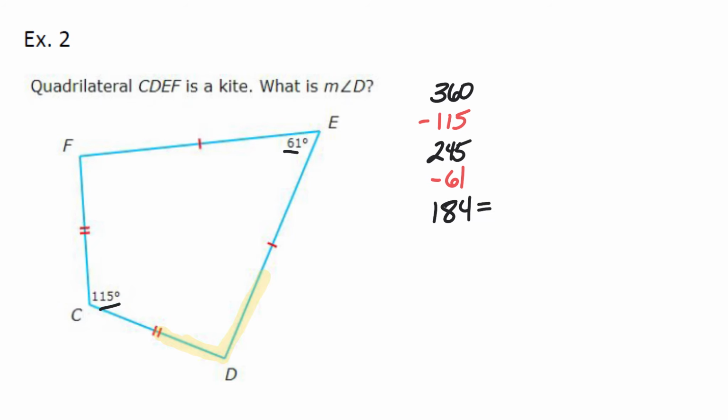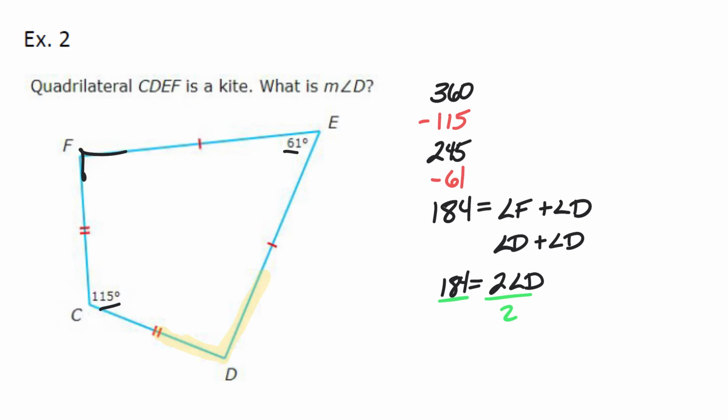So there's 184 degrees left in our quadrilateral, this kite in this case, and both of those angles are equal to each other. It would be angle F plus angle D would equal 184 degrees, and we're going to use that substitution method because we know that F is going to be congruent to D. What we really have is angle D plus angle D. So basically we have two angle D's equaling 184 degrees. Just like the last time, we'll divide by 2.